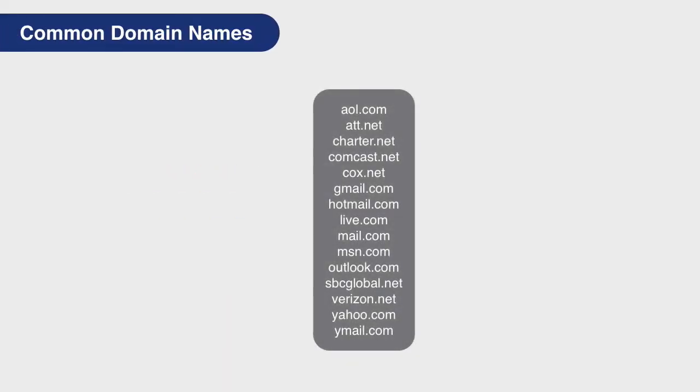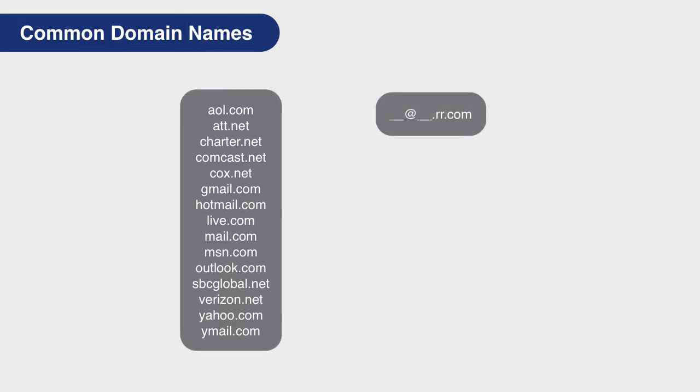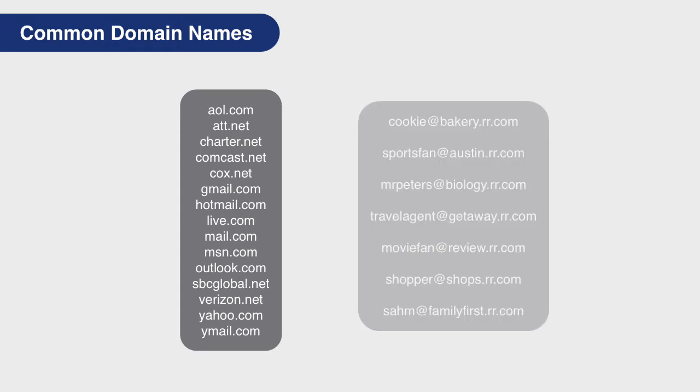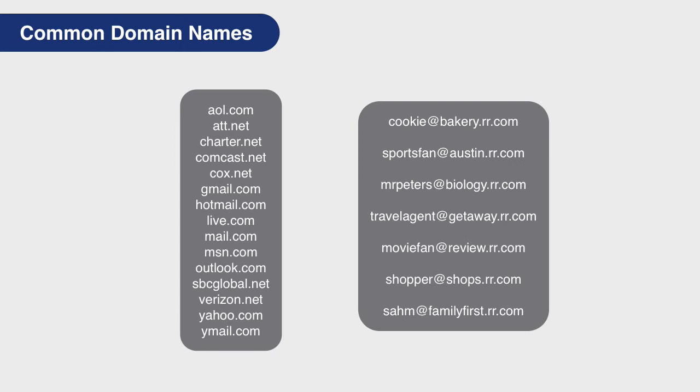Here is a list of common domain names callers may use. Take note, some email addresses have domain names that follow a different format. Take the email addresses created by Roadrunner, for example. A department, business, or location name typically precedes the rr.com portion of these emails. The following are sample Roadrunner email addresses. Pause the video for review and continue once you are ready.